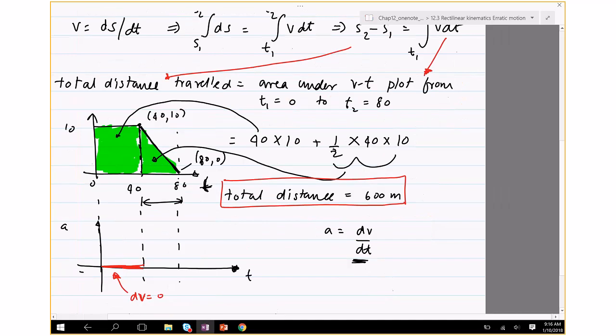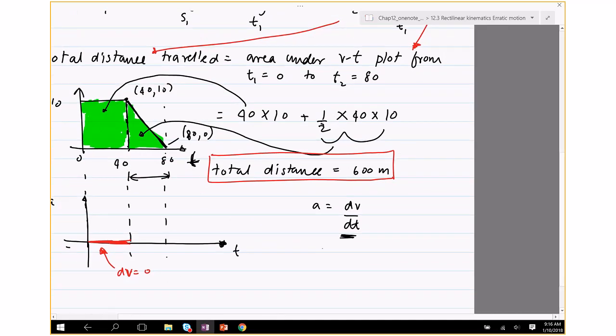Okay, so I'm going to use this formula here to find the slope. I need 2 points, as I said, this point and this point. So I need to find the difference between the y coordinates. So that's going to be 10 and 0, so 10 minus 0, divided by the change in x coordinates. So it's 40 and 80. So 40 minus 80.